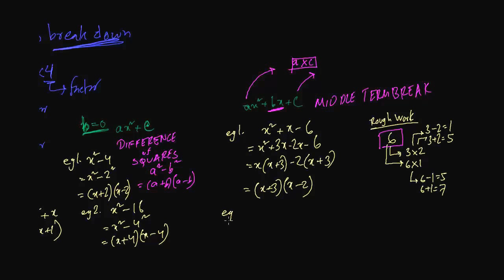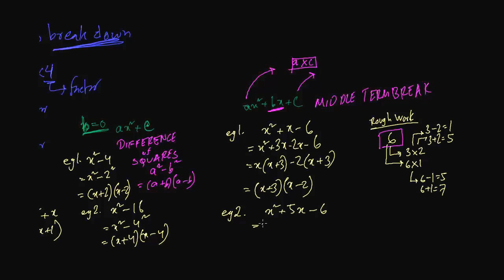Let's do another example which is similar to this. So we have x squared plus 5x minus 6. Now if you take a look here, we have plus 5x, and 6 into 1 is 6. Now how can we get 5x? We have two ways. 3 plus 2 is 5, 6 minus 1 is 5. So let's see which one works.